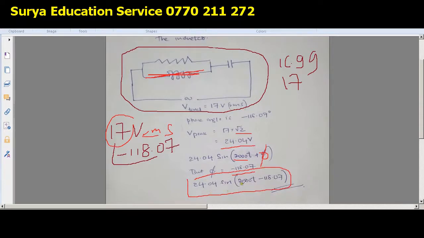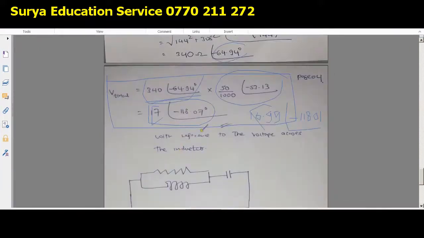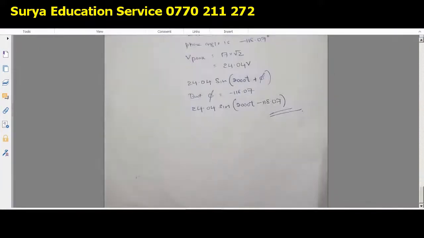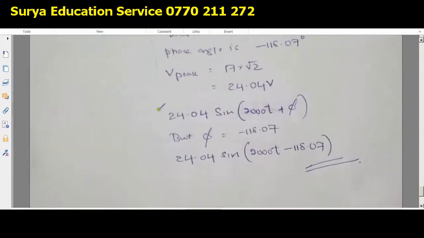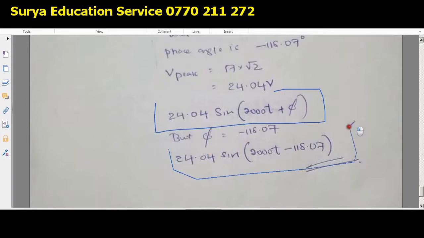24.04 sine 2000 t minus 118.07. So that is the total voltage. It is done, so that we have evaluated. Here you can see the total voltage, 24.04 sine 2000 t plus 5, that means here, right, because here the phase angle is negative. So this is the total.